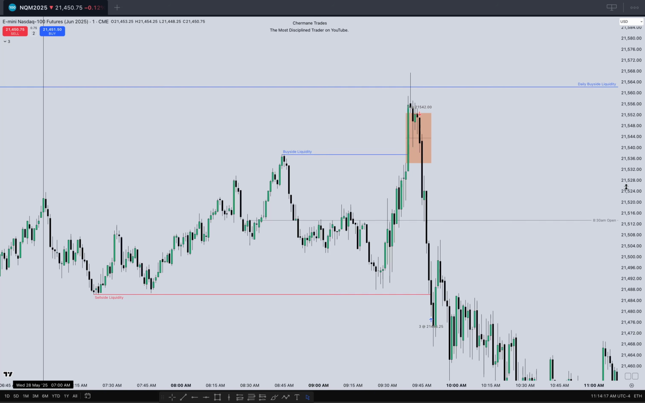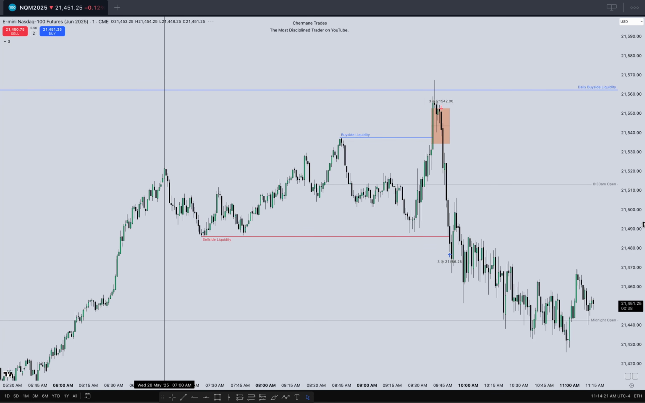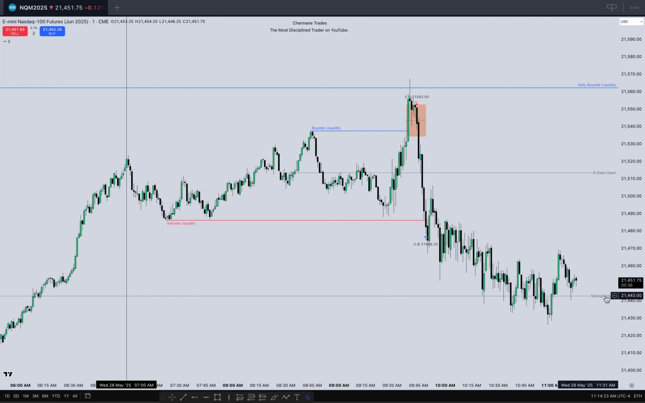We also have a couple other factors that justify lower prices. Since this is a teaching covering Chermane's model, midnight open, 8:30 open, okay? If we're above the midnight opening price, we're only looking for shorts, okay? Those are the rules of this model. I have a separate YouTube video teaching that. We're only looking for shorts if we're above the midnight open.